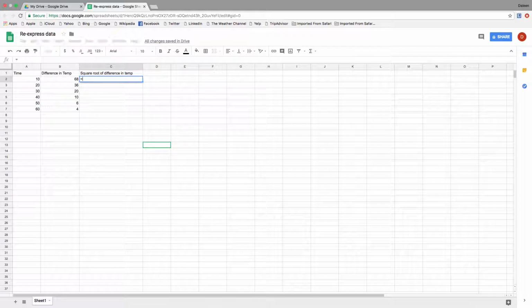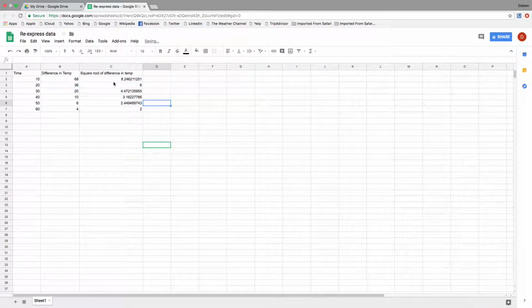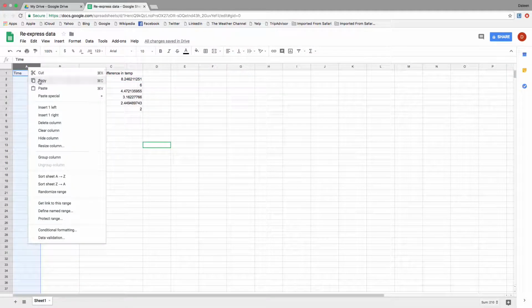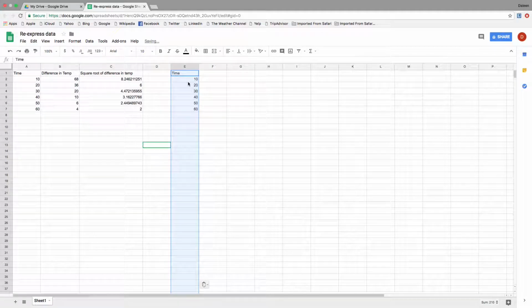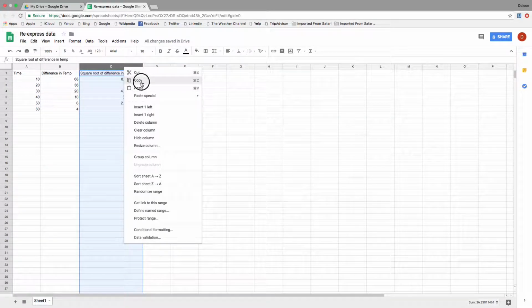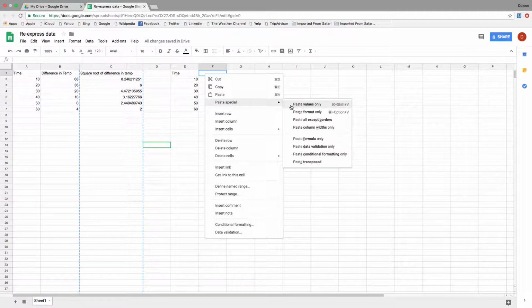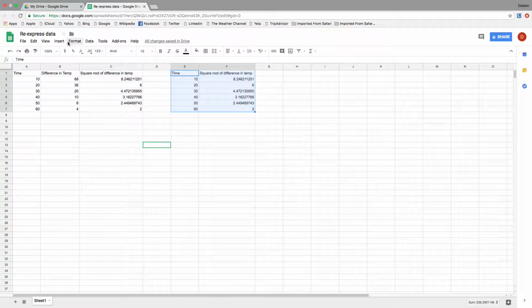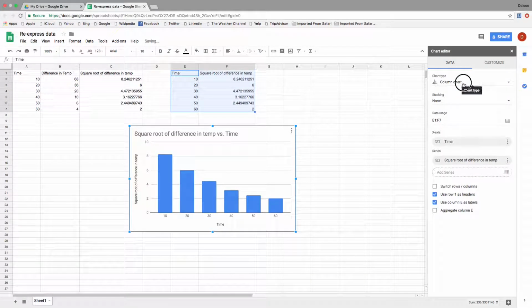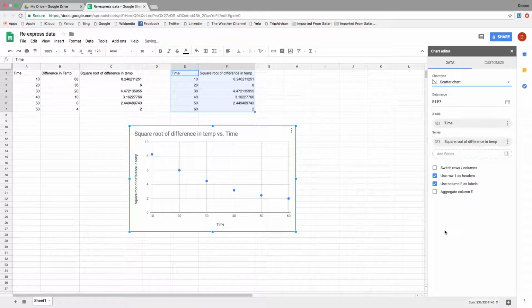To do that, I'm going to say equals square root, SQRT, parentheses there. I'll select, and I'll drag that down. So now we don't have the difference in temp, we have the square root. So I'll make a scatter plot of this. I'm just copying and pasting it to have the X and Y columns right next to each other. So I'll copy and paste special, paste values only. So let's see how this scatter plot looks. Is it as curved? Column chart, that's not what I want. I want scatter plot. It looks better.